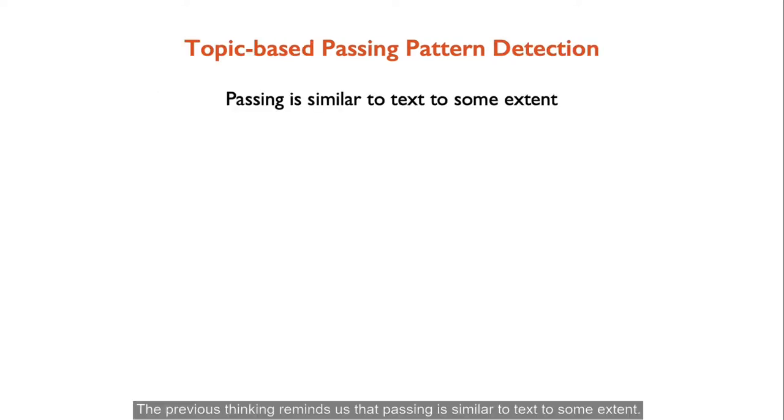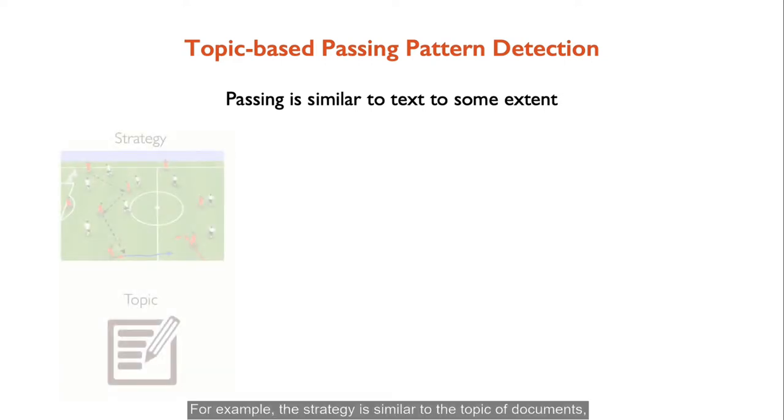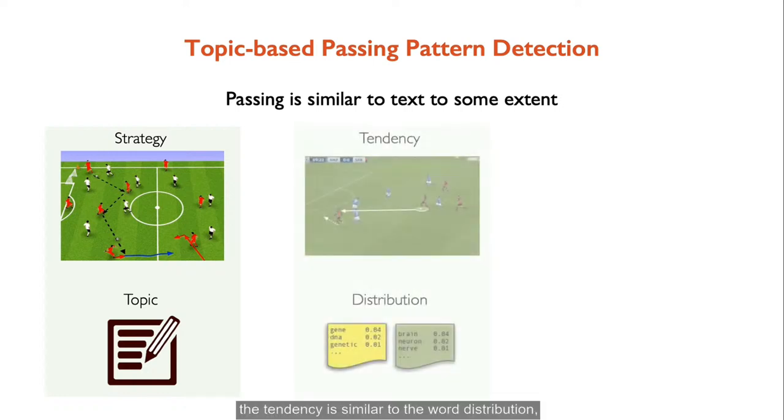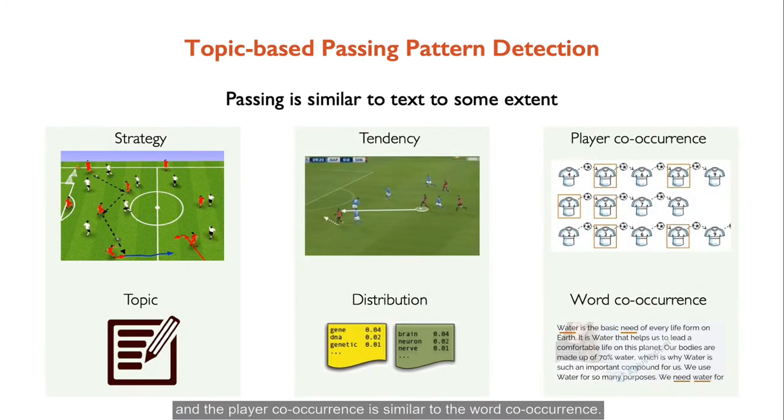The previous thinking reminds us that passing is similar to text to some extent. For example, the strategy is similar to the topic of documents. The tendency is similar to the word distribution, and the player co-occurrence is similar to the word co-occurrence. Based on this idea, we apply topic modeling to detect passing patterns.